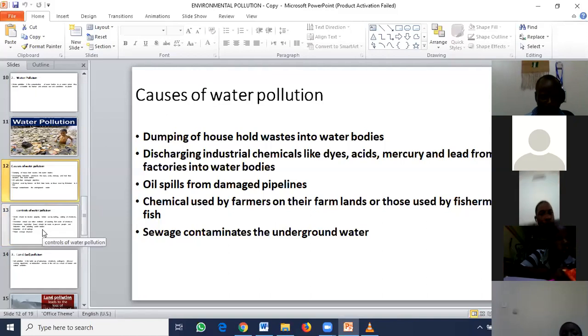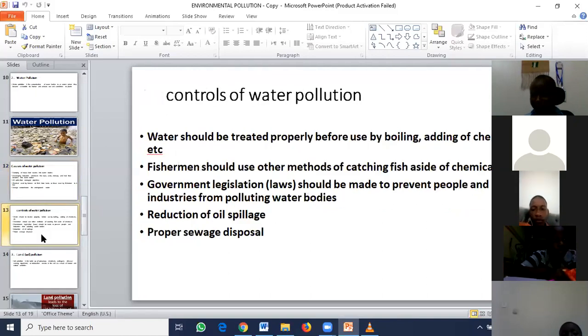So then we go to control now. These are the ways by which we can put water pollution under control. To involve.